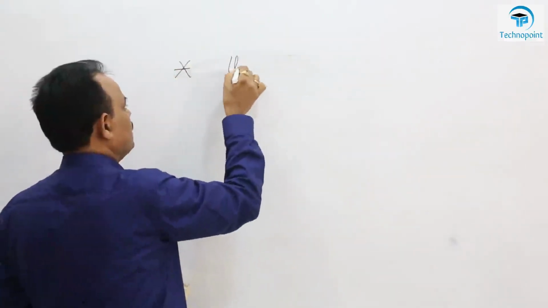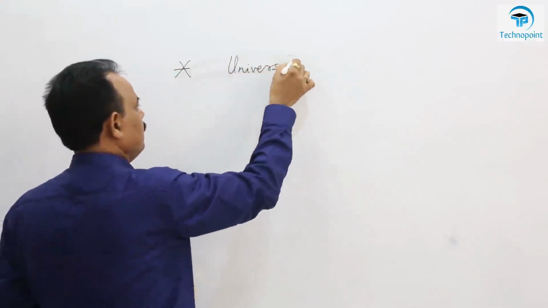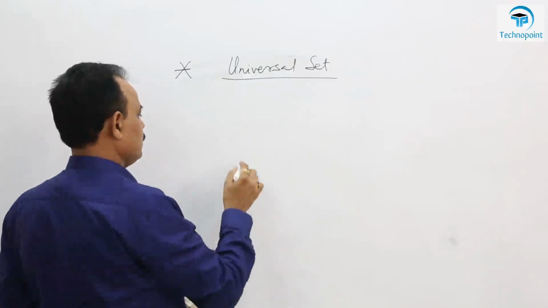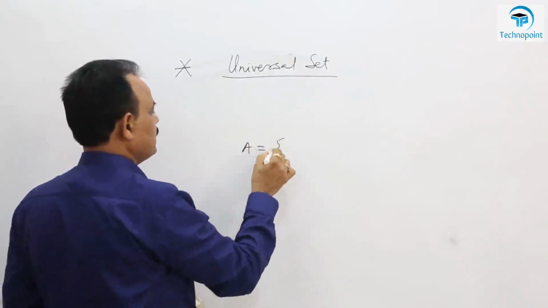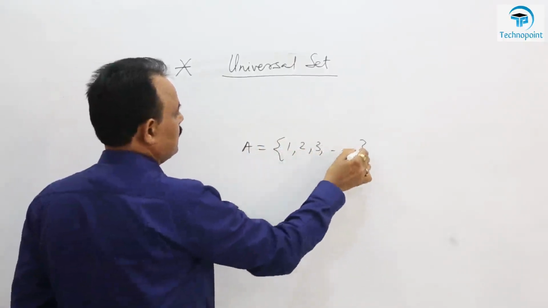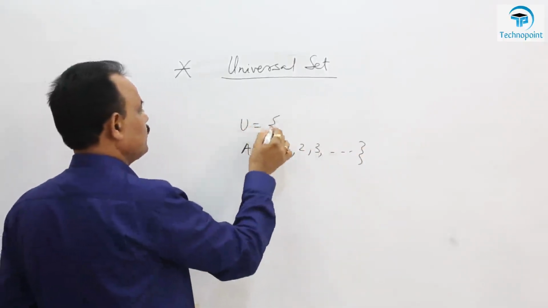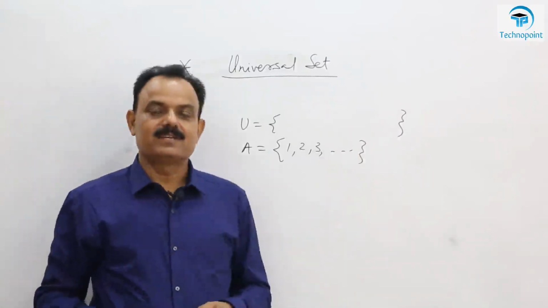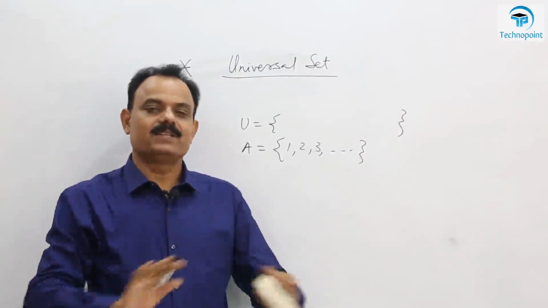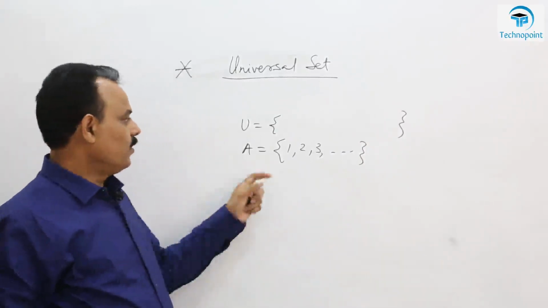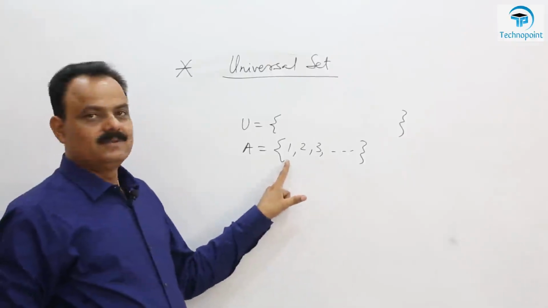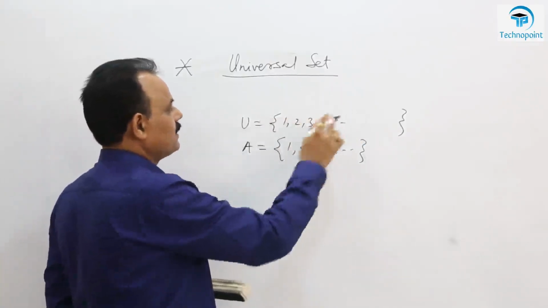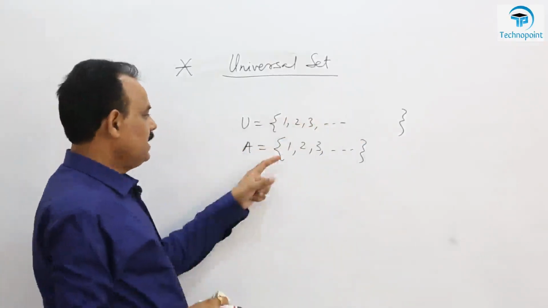Study universal set. Suppose A is a set whose elements are this. Universal set is actually the set of all things which can be considered. Universal set contains everything. So all the elements of A will be the elements of this universal set, obviously, because this universal set contains everything. It means A is the subset of U.